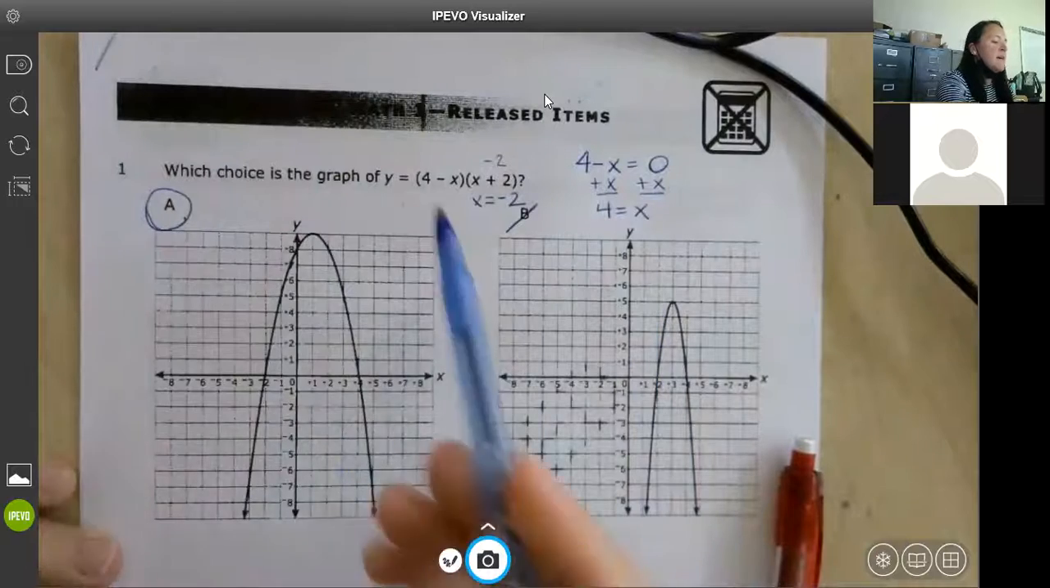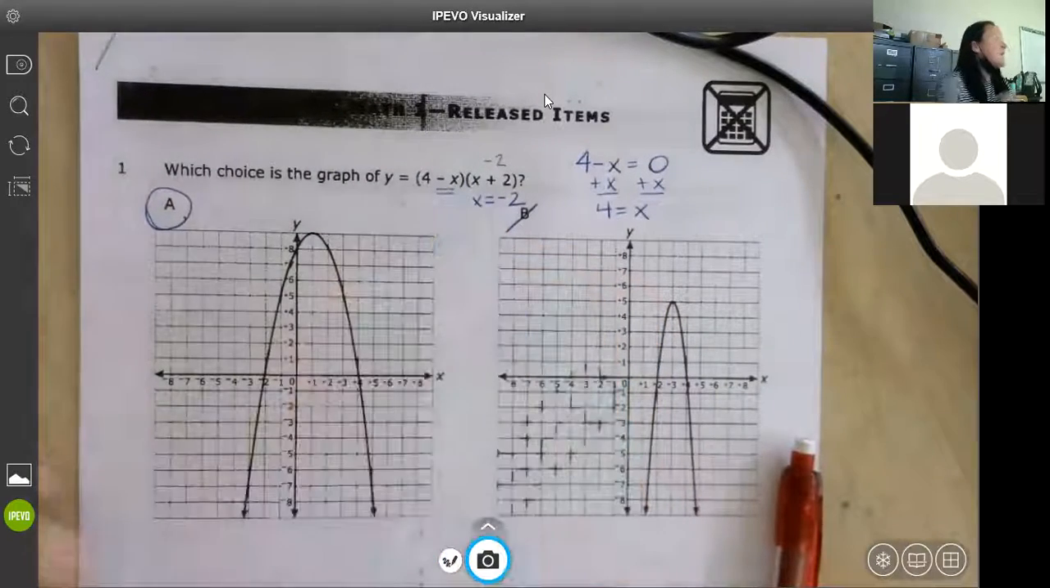Now, why is it upside down? Because it has a negative x. So remember that as well. Okay, negative x makes it upside down. Any questions, number 1? Is it a hard question? No. Do I need my calculator? No.